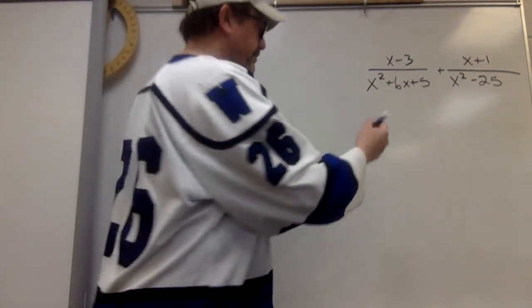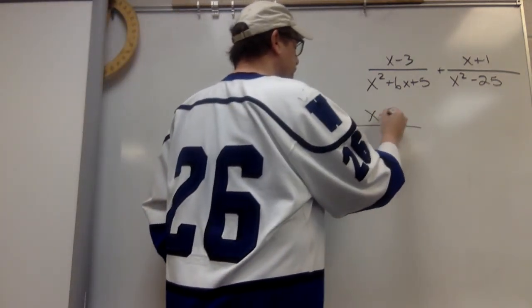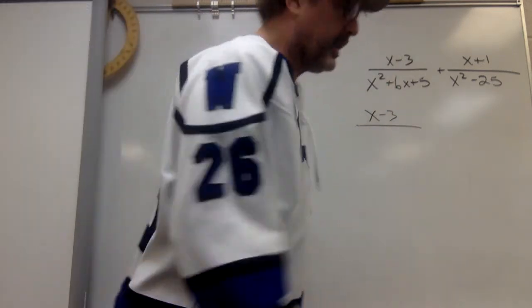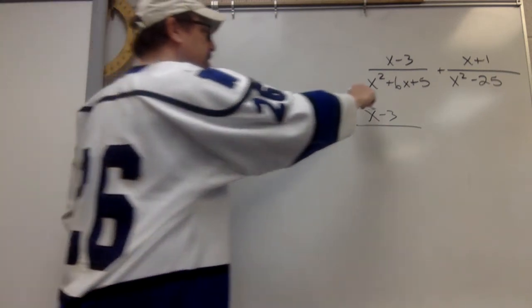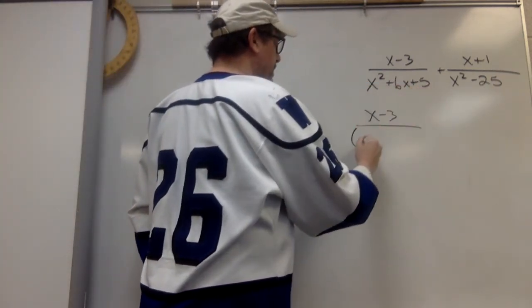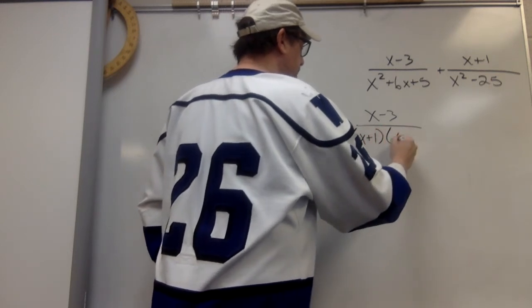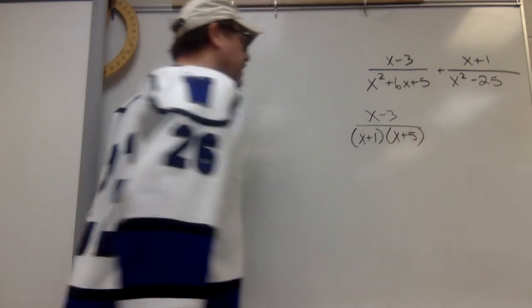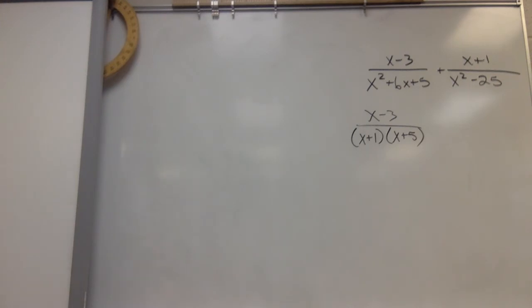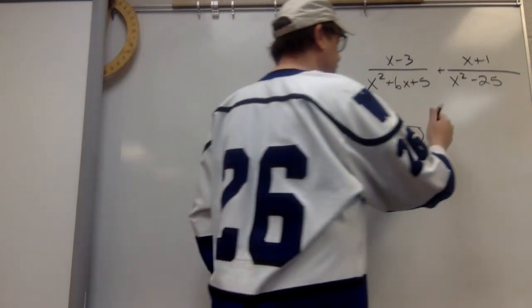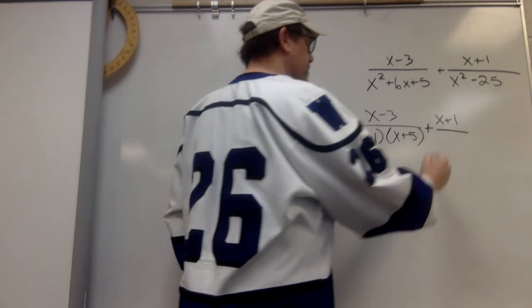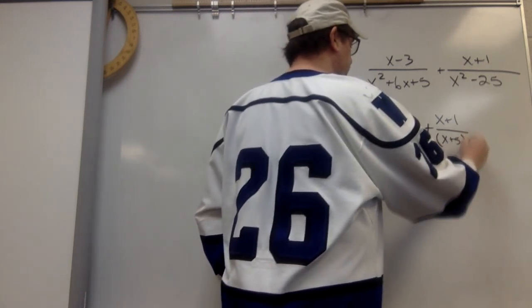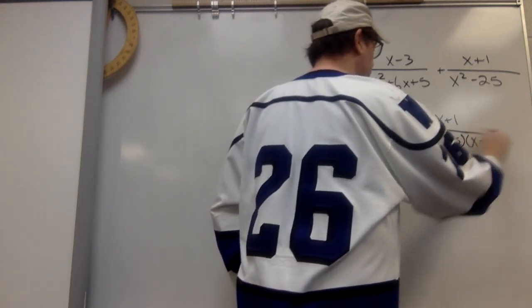We have to factor, just like we did over there. I'm not going to turn the camera again. Multiplies to be 5, adds to be 6. If you would take the time to do it, you would find that would be 1 times 5 multiplies to be 5. 1 plus 5 adds to be 6. There's a 1 here. A squared minus a squared is x plus 5, x minus 5.